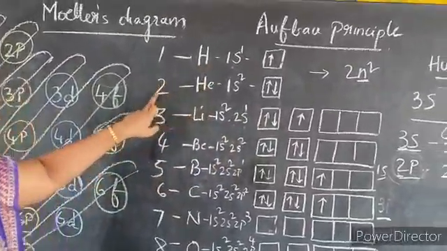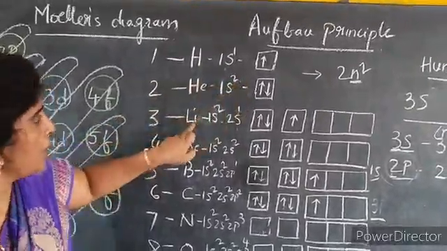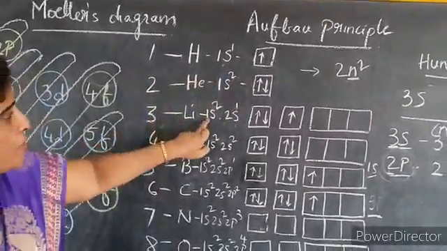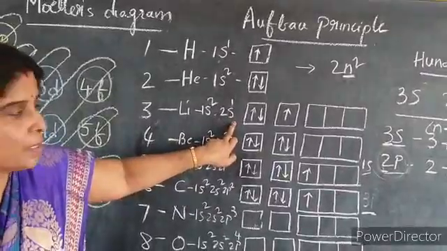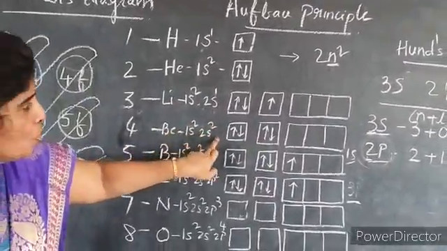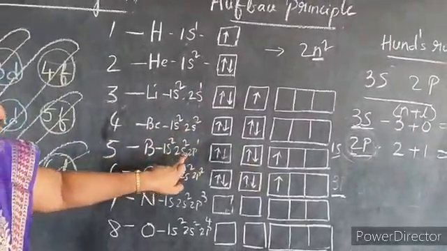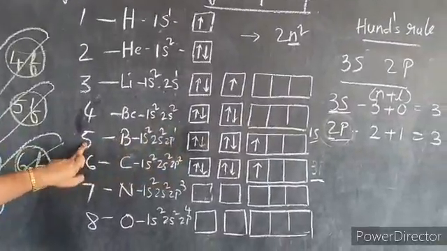Now helium has 2 electrons, so 1s2. Lithium has 3, so 1s2, 2s1. Beryllium is 1s2, 2s2. Boron is 1s2, 2s2, 2p1, because 5 is the atomic number.